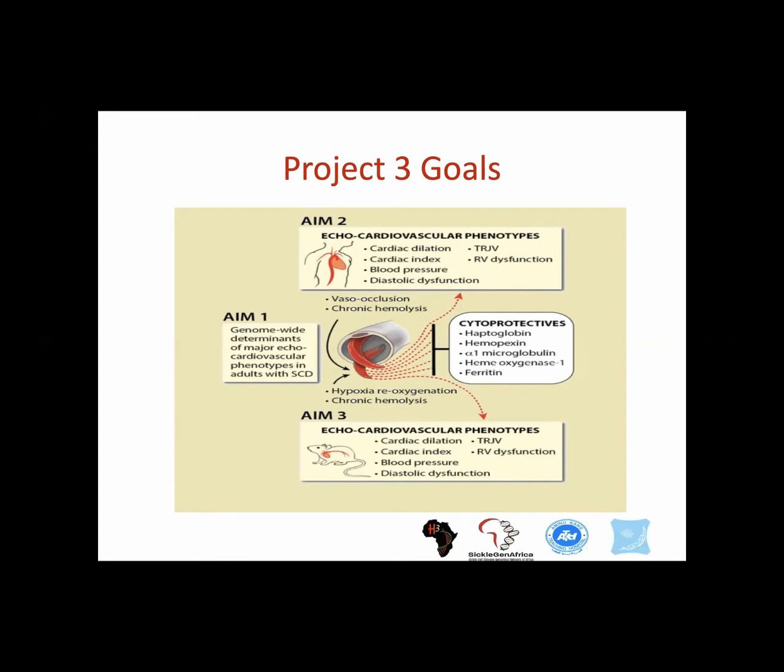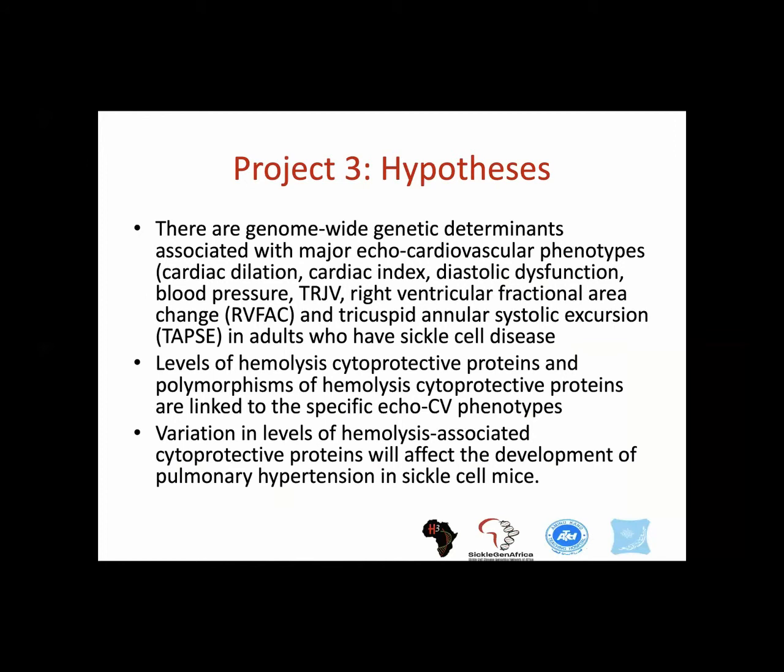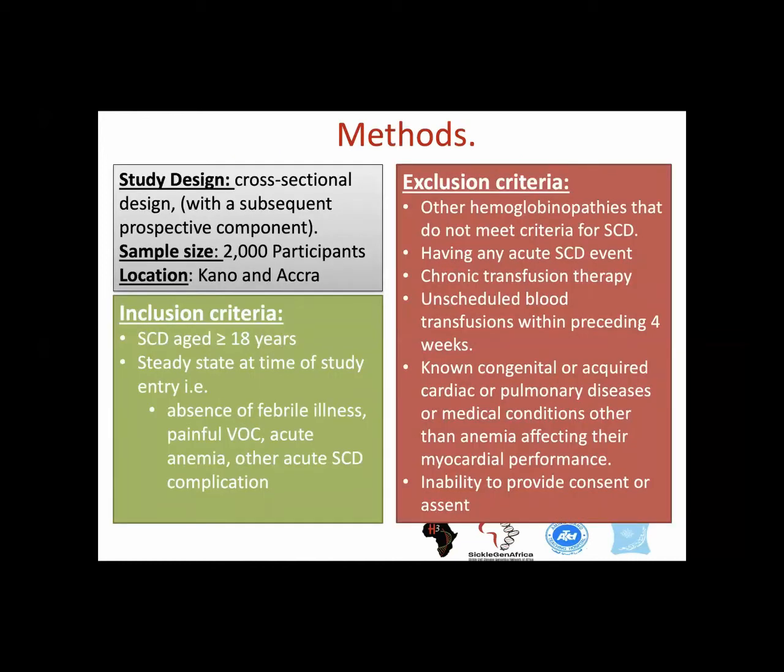We have already started the project. We are recruiting patients and doing their echoes concurrently. The mouse modeling is also part of the project and is taking place in Pittsburgh, as already mentioned by Solomon. Hypothesis, I'm not going to mention that. You all know the hypothesis of the project, so I'm going to skip this slide. Our project is recruiting 2,000 participants in Kano and in Accra, mainly adult patients who are in steady state, and the exclusion criteria are listed.